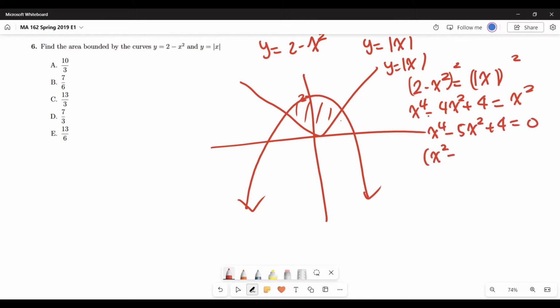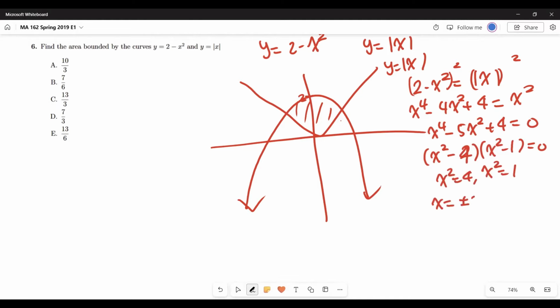x squared minus 4 times x squared minus 1 is equal to 0. x squared is 4, x squared is 1. x becomes plus or minus 2, and x becomes plus or minus 1. So now let's plug in the values to see which interval is actually above the x-axis. Let's plug in 2: y equals 2 minus 2 squared, so this is negative 2, meaning the 2 will be here and negative 2 will be somewhere around here.